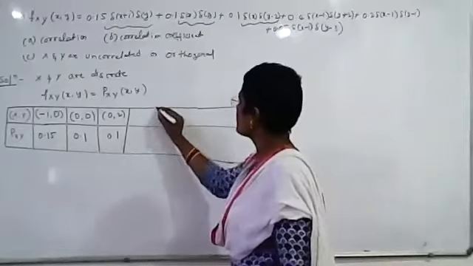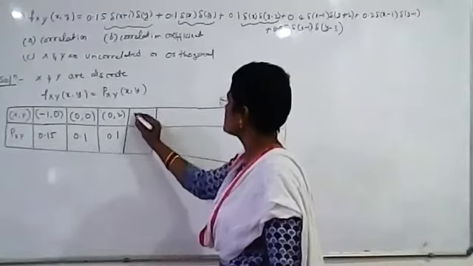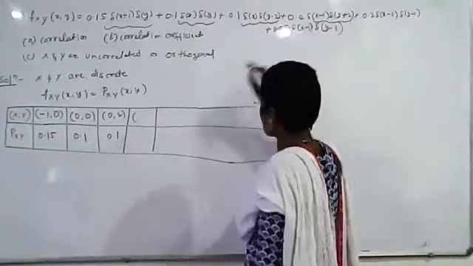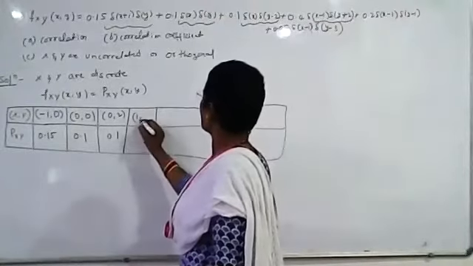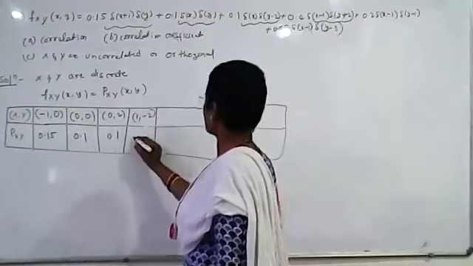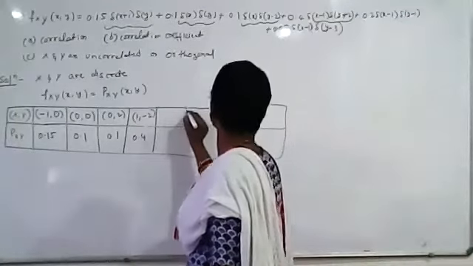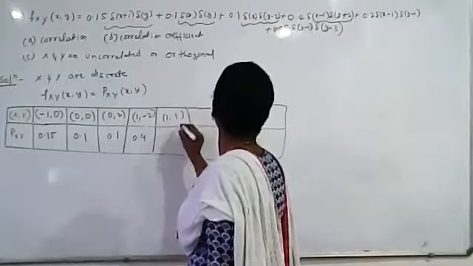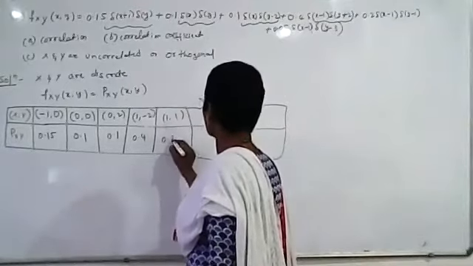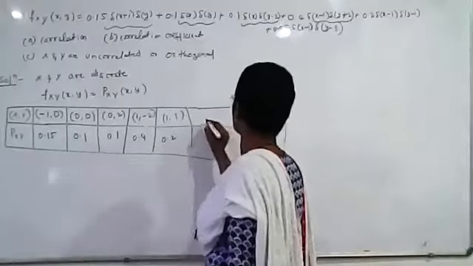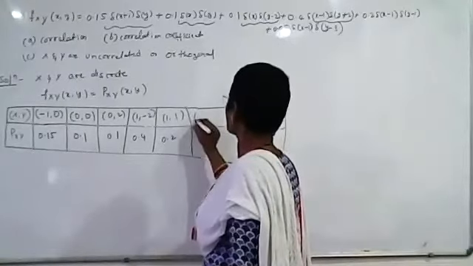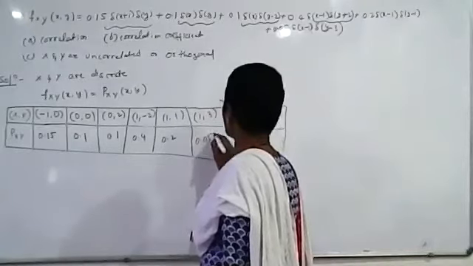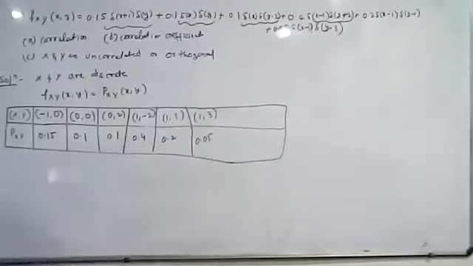What is its corresponding probability? For the next one, 1 and -2. Okay, the next one, 1 and 1. And the next one, 1 and 3. Very good. Okay, so this is the table.